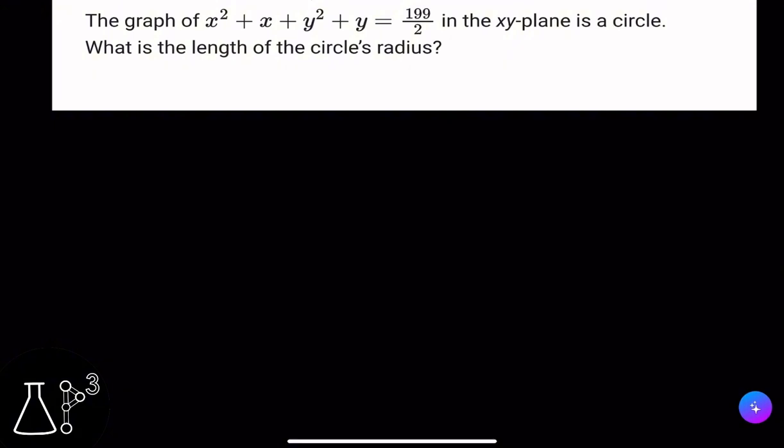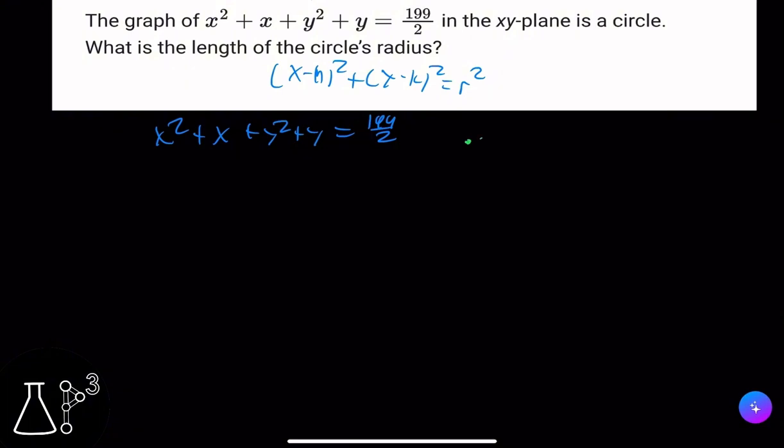So what we want to do is convert this huge equation to the actual equation of a circle, which is again x minus h squared plus y minus k squared equals r squared, where r is the radius. So what we want to do is rewrite the equation that we have: x squared plus x plus y squared plus y equals 199 divided by 2. And what we want to do, and this is really important, is complete the square.